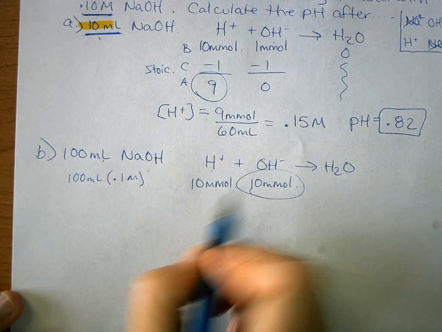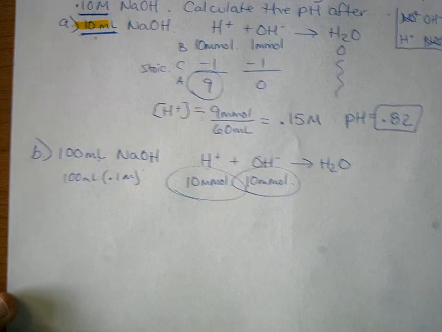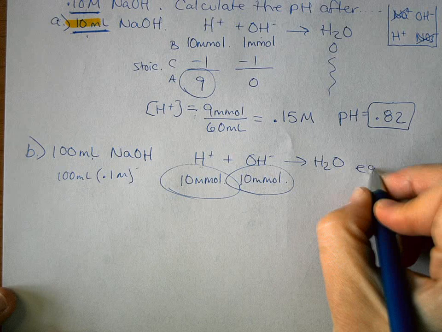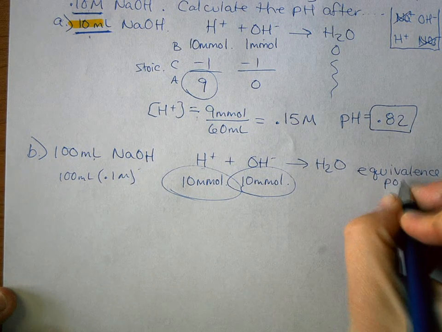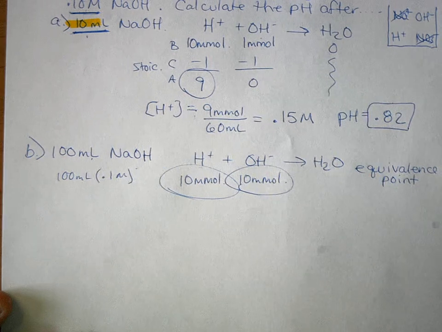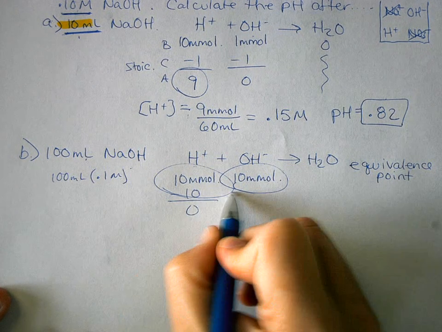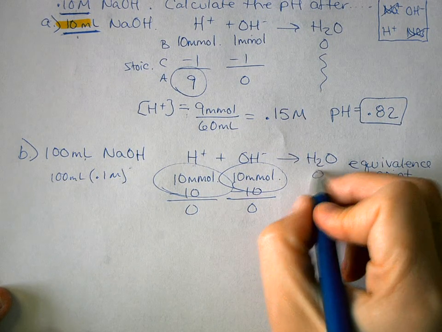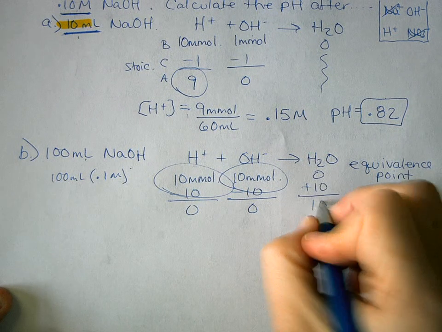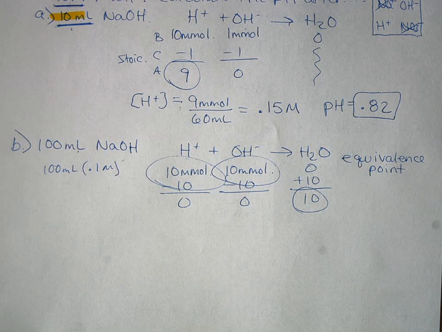Now, I've got the same amount of moles of both here. So this is the equivalence point. And that means I'm going to lose 10 of everything. I'm going to have minus 10, 0 hydrogen, 0 hydroxide, and I'm going to have 10 millimoles of water, if I do the stoichiometry for that.